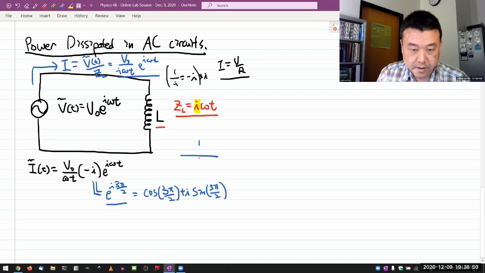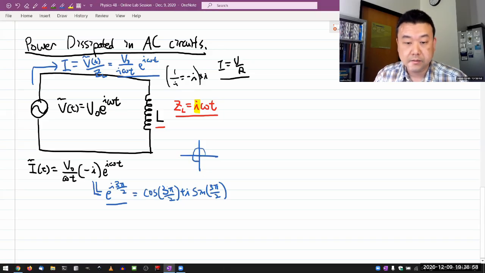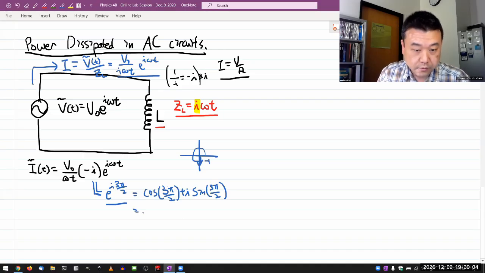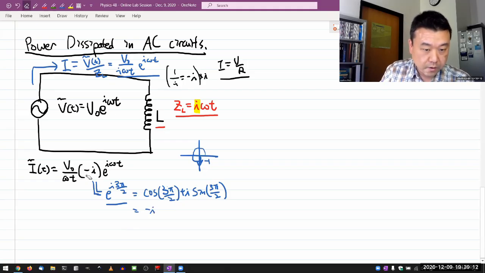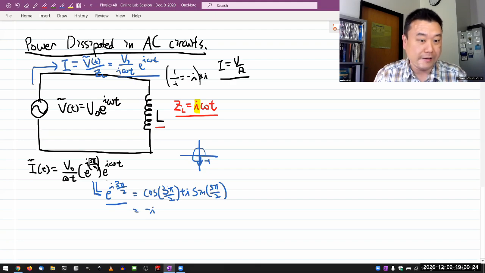So pi is this, 3 pi over 2 is this angle. Cosine of that is 0, and sine of that is this component here, so minus 1. So that is equal to 0 plus minus 1 times i, which is minus i. So I'm going to replace this number with e to the i 3 pi over 2. And you can see why I'm writing it into something that actually looks more complicated, because now I can do exponential algebra to combine these two exponential terms.